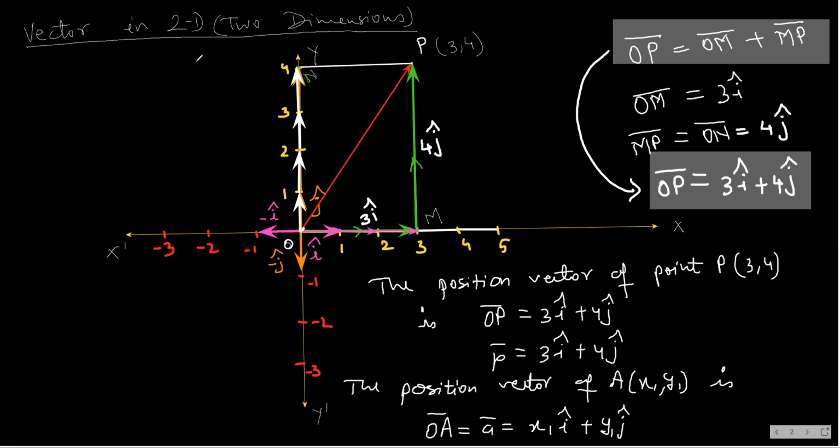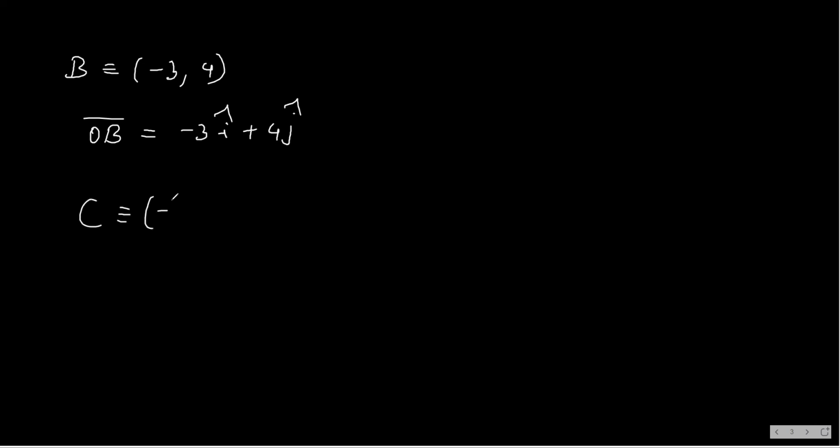This is all about vectors in two dimensions. So for example, suppose I have a point B which is (-3, 4). So what is OB bar? OB bar will be minus 3 i cap plus 4 j cap. If I have a point C which is (-7, -8), what will be OC bar? OC bar will be minus 7 i cap minus 8 j cap.